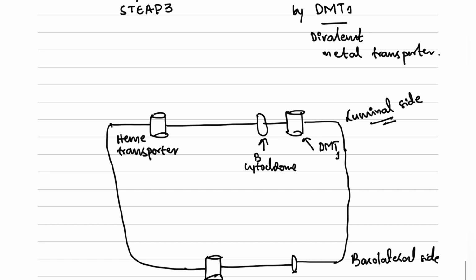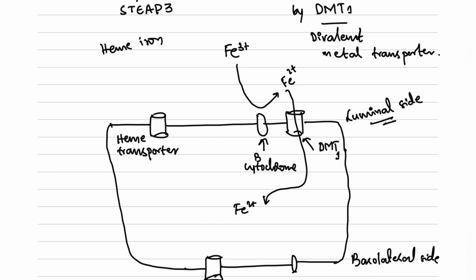Okay, now what happens whenever we take food? It is in the form of Fe3+. This Fe3+ has to be converted to Fe2+, and I just told you it is done by the B cytochrome. This Fe2+ is further absorbed by DMT1 inside the cell as Fe2+. Now we have the heme iron, that is already in the form of Fe2+, so we don't have to reduce it. It will be directly transported inside through the heme transporter as Fe2+. So finally from the gut we have got Fe2+ inside the cell.